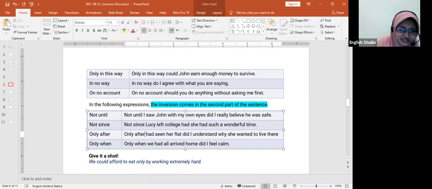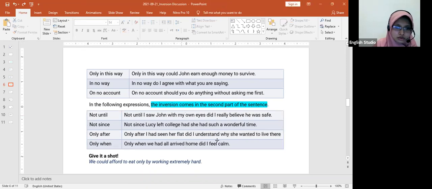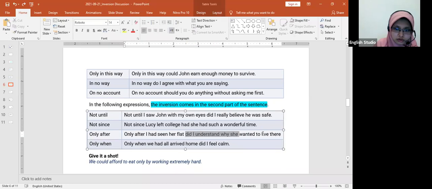Okay, then only after I had, sorry kayaknya ini salah deh, kayaknya ini kebalik, sorry guys ya, untung bisa ketemu, bener karena ini on the second part ya. Only after I had seen her flat did I understand why she wanted to live there. Jadi yang di inverted is the second part of the sentence ya. Okay, I'm going to use different color untuk emphasize that the second part is the one that gets inverted, yeah?